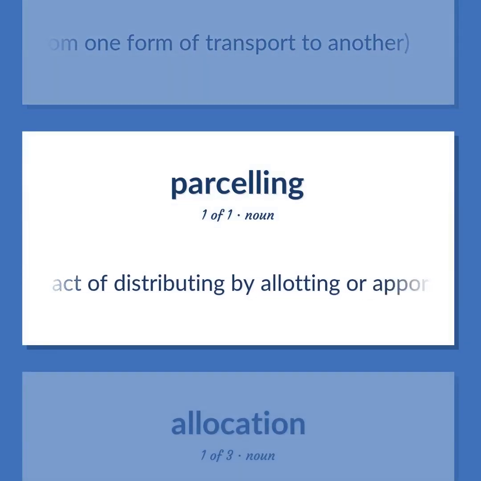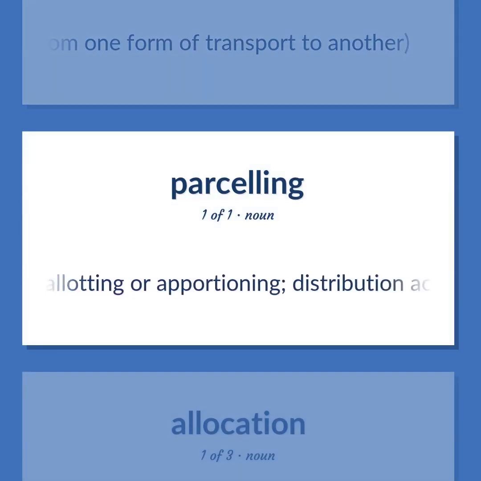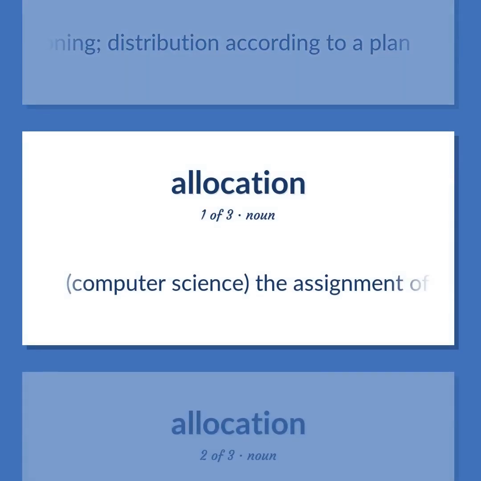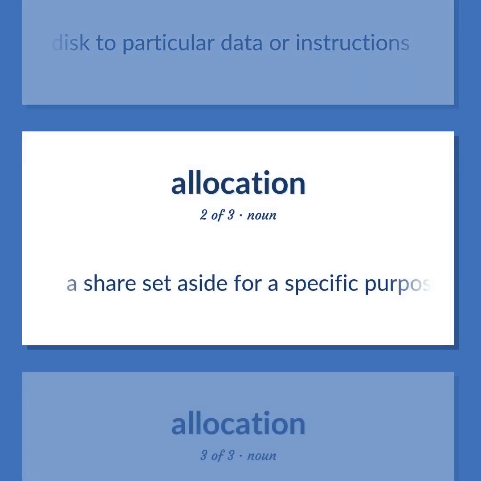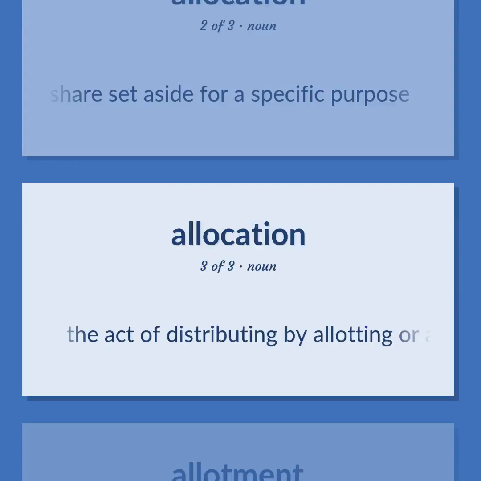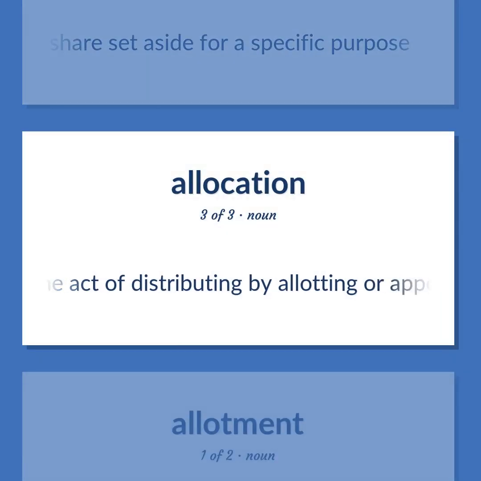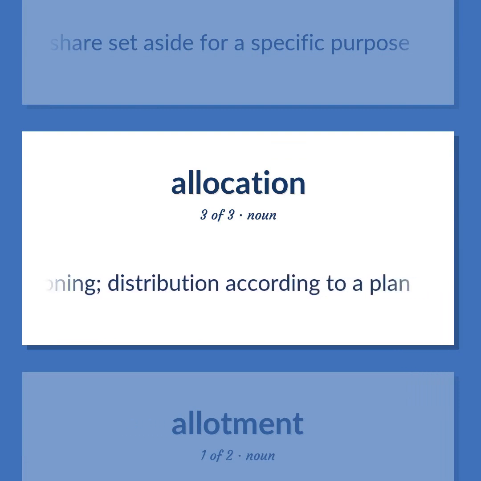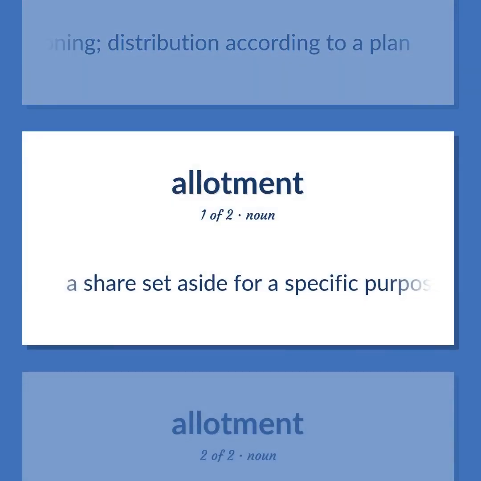The act of distributing by allotting or apportioning. Distribution according to a plan. Computer science. The assignment of particular areas of a magnetic disk to particular data or instructions. A share set aside for a specific purpose. The act of distributing by allotting or apportioning. Distribution according to a plan. A share set aside for a specific purpose.